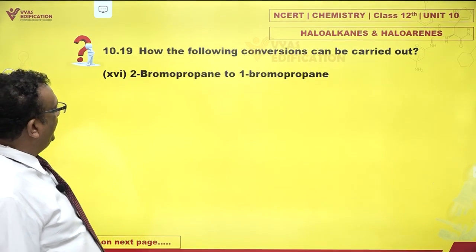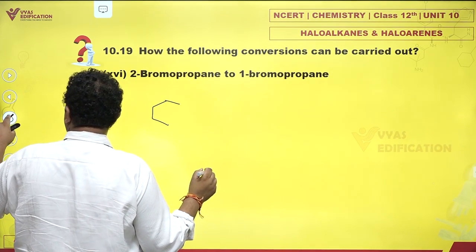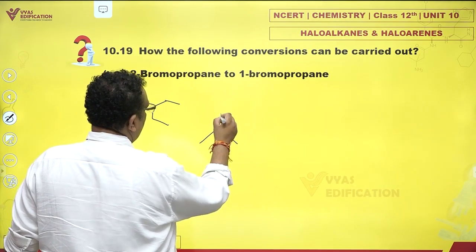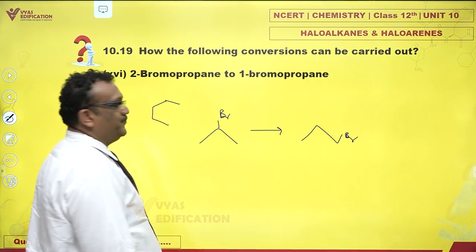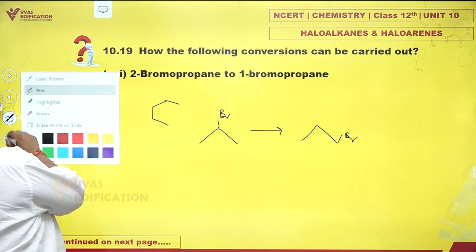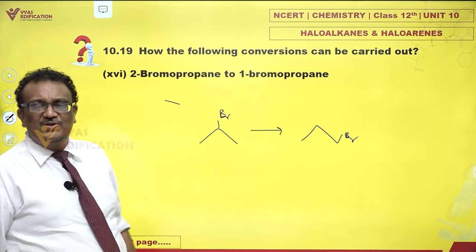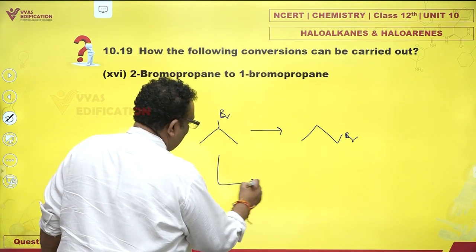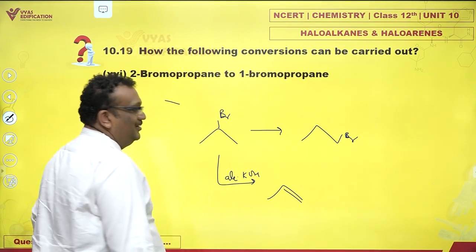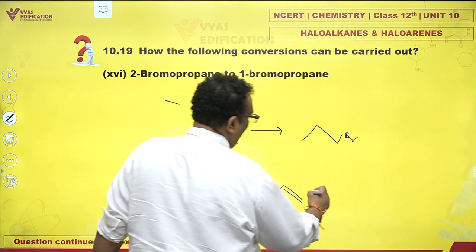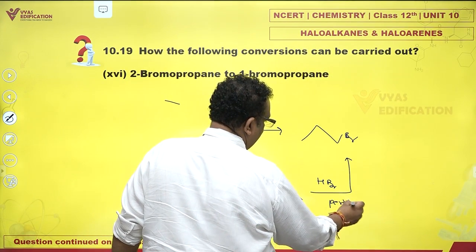2 bromopropane to 1 bromopropane. Come on, this is very simple. And the way it goes is, you have 2 bromopropane and you want to convert this to 1 bromopropane. This does not require a genius. Just think about this. Come on. The simplicity is just add alcoholic KOH. So many things have similar step like this. And then carry out bromination. HBr in presence of peroxide.